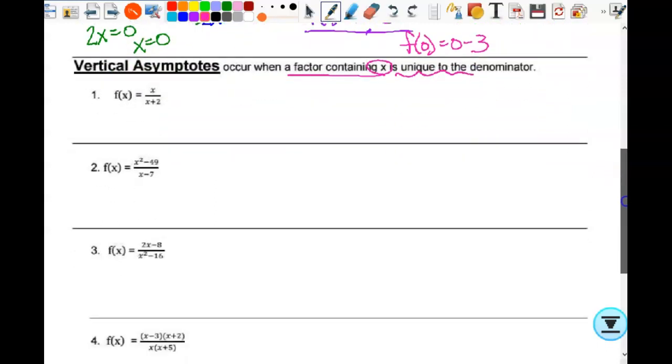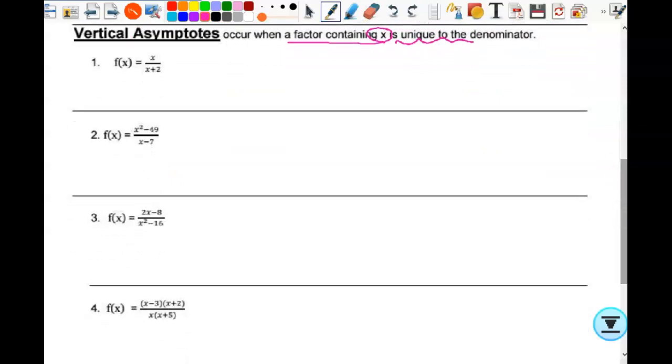All right. So it's when a factor containing x is unique to the denominator. So since I cannot factor anything else, I can't reduce anything else, I definitely can't cancel those x's out. Then I take whatever's in the denominator, and I set it equal to 0. X plus 2 equals 0. So x equals negative 2. So my vertical asymptote is a line. So I have to write this as the equation of a line. It is a vertical line at x equals negative 2.